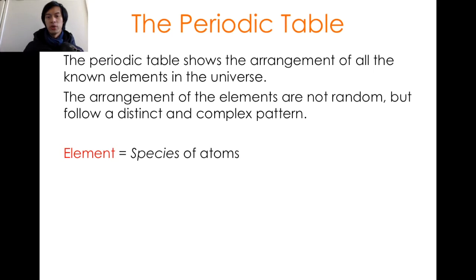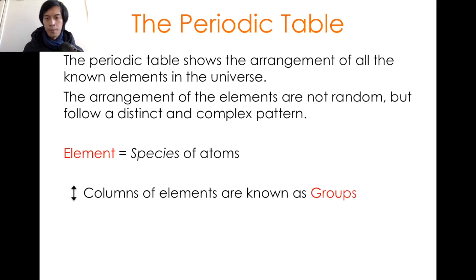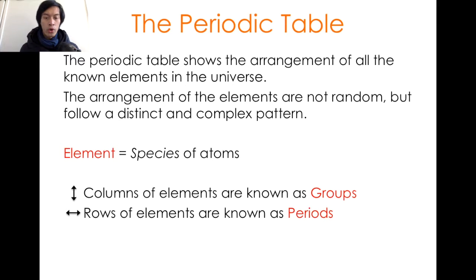Okay, so when we say, for example, hydrogen, we are referring to either a single atom of hydrogen or the element hydrogen represented by all the individuals within that species. Now, just to make things make a bit more sense, when I say elements of the same group, what I actually mean is the entire column of elements belonging to the same group. And when I'm talking about rows of elements, we're talking about them as periods.